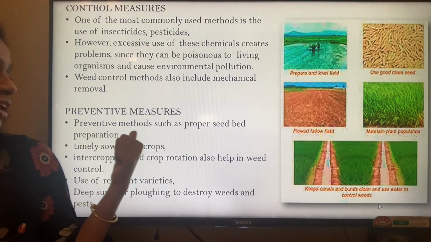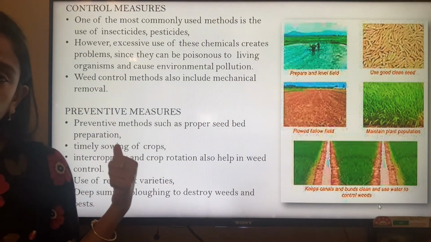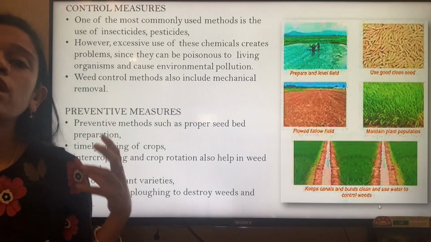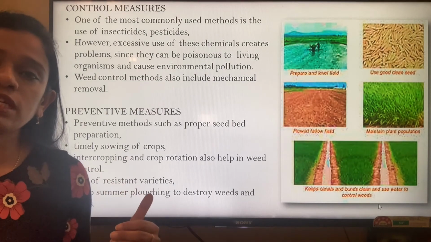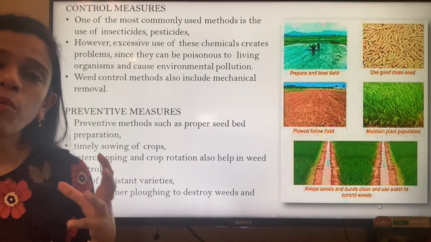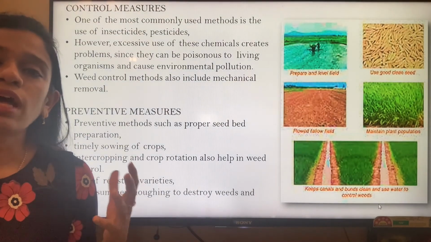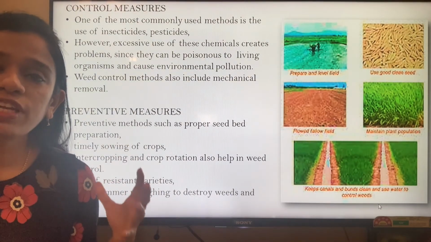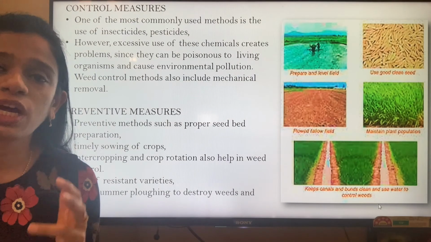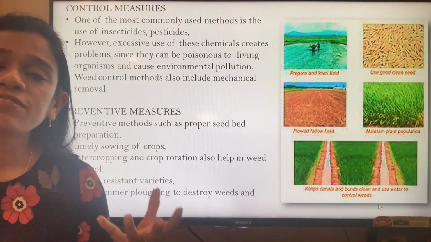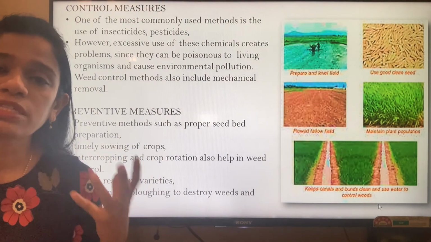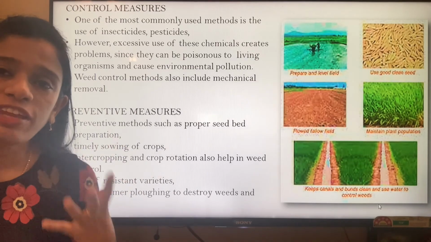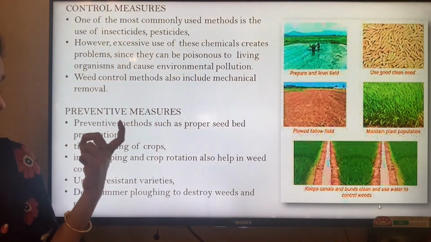Preventive methods such as proper seed bed preparation should be done. Initially, before sowing of the seeds, proper manure and proper nutrients should be added, and even some type of seed treatment should be done so that the insects, diseases and pests do not come and infect the plants very fast.